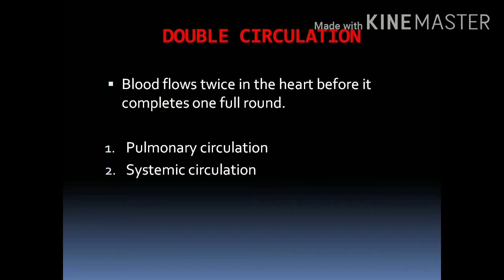Double circulation. Double circulation is nothing but blood flows twice in the heart before it completes one full round. Means blood flows twice in the heart to complete one heartbeat. So that is called a double circulation. Here we can see two types. First one is pulmonary circulation. Second one is systemic circulation. One complete heartbeat includes pulmonary circulation and systemic circulation. Here blood flows twice in the heart.